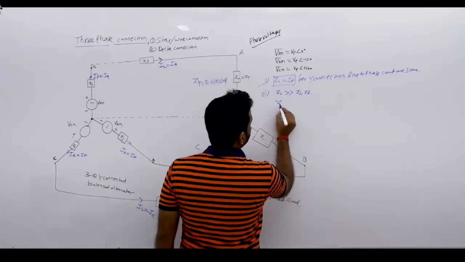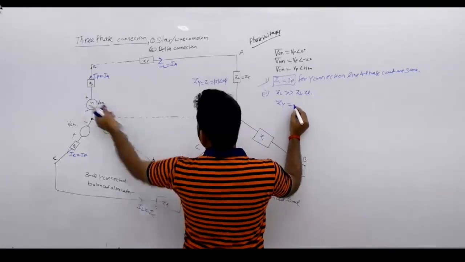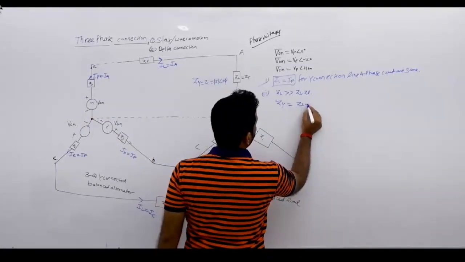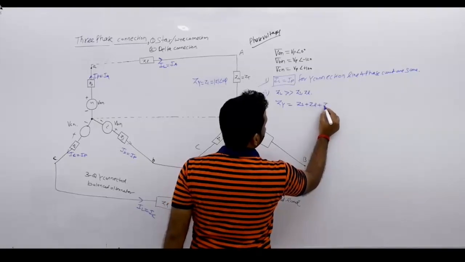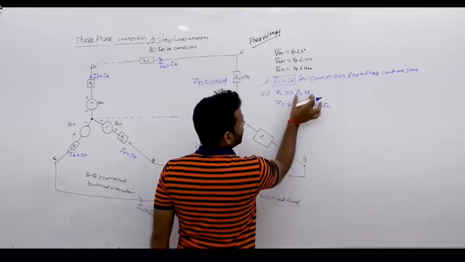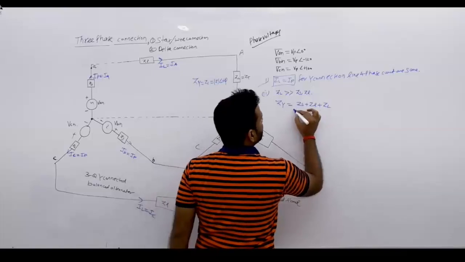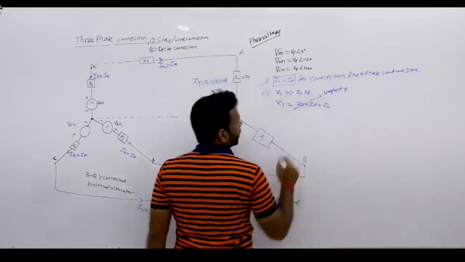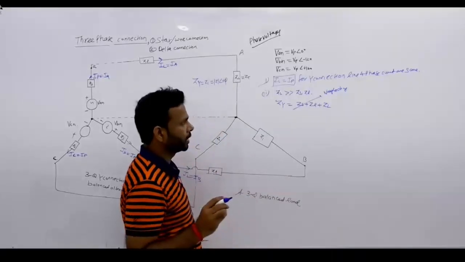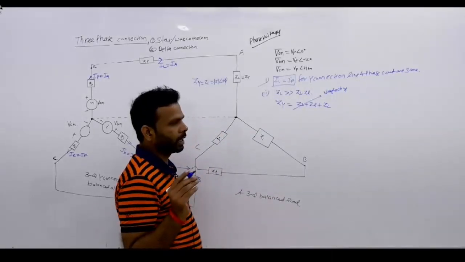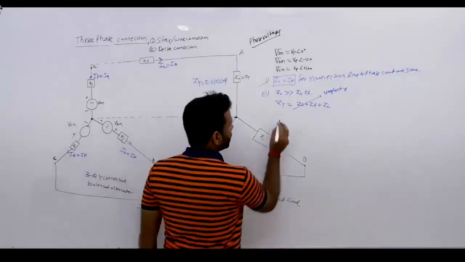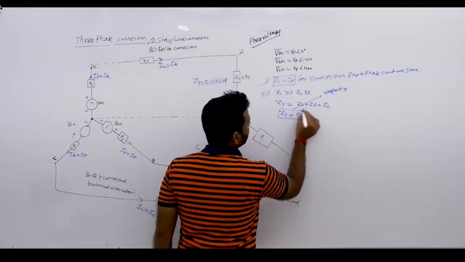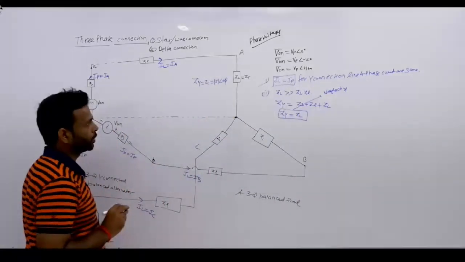Now the total star impedance is what? These all are in series. So Z star is equal to Z source plus Z line plus Z load. But these are very, very small as compared to the load. So these are neglected. Okay. And another reason for neglecting these two is that your calculation becomes very, very easy. So your Z star is equal to Z load. Agree? So this is the second point about this thing.